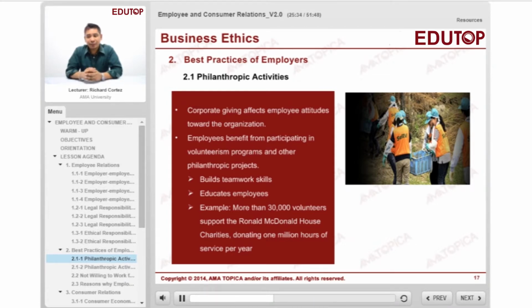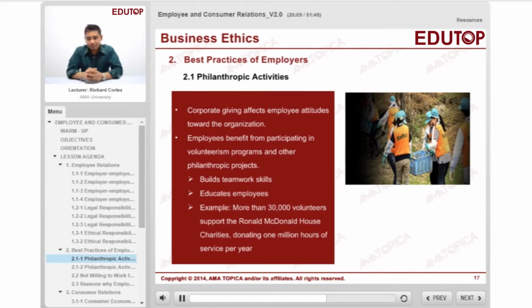And what are the benefits of employees getting involved in volunteerism? One is it builds teamwork. If the employees are working hand in hand doing volunteer work, their team building skills will be built. Another one is volunteerism educates the employees about the beauty of involvement in community service and social and civic work. So they will feel that they do something good for the community, and they will be educated about what is going on in the community surrounding the company.